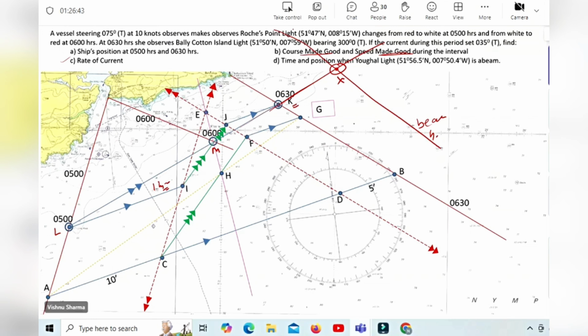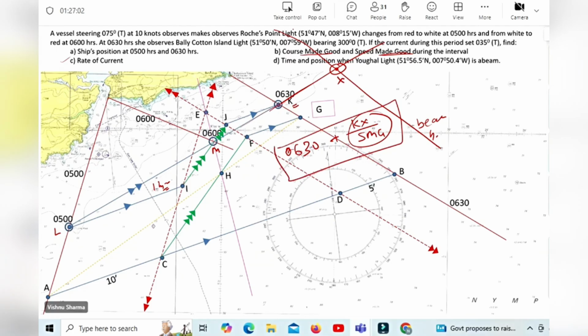You'll measure distance KX. At 6:30 you are at K, and the beam is at X. KX divided by SMG will give you the time, plus 6:30 will be the time when the Yogal will be abeam. Yes or no, beta? Am I right? Yes, sir. Correct.